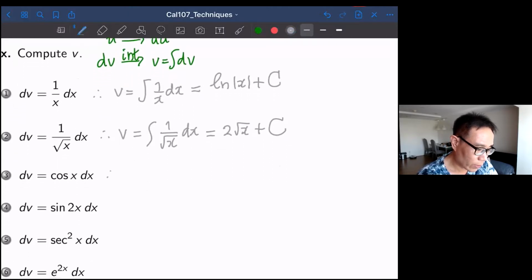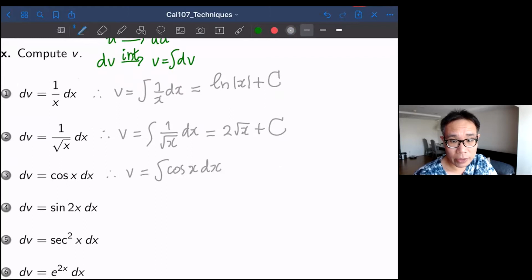And the next one, you get v equal to the integral of cos x dx. So you integrate cos x dx, and in this case you get sine x plus c.